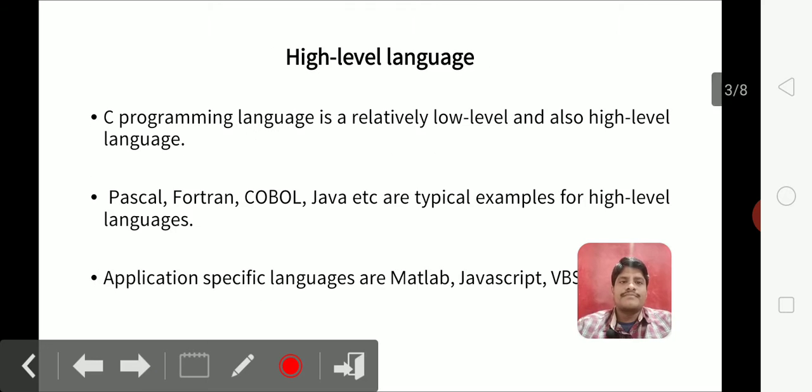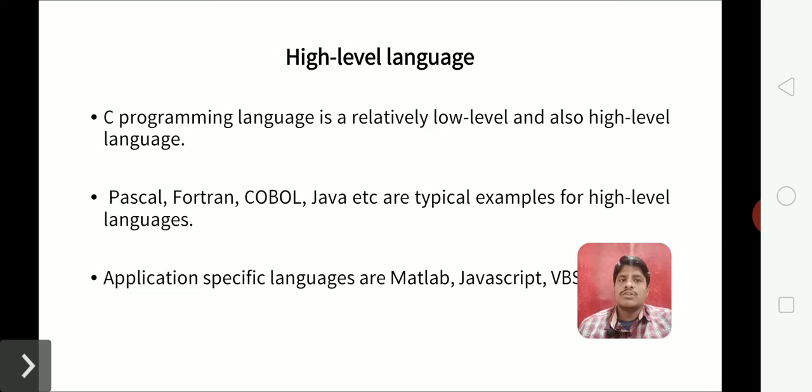Next, let us see some examples of high level language. Especially C is a high level language, which is considered relatively both low level and high level. C is an English sentence oriented language, where we give commands in terms of sentences. Other examples of high level language are Pascal, Fortran, Cobol, and Java. These are the languages which were developed in the earlier generations of computers.